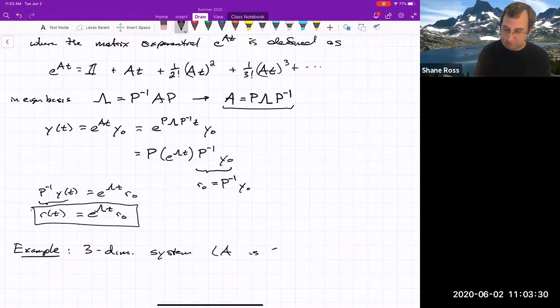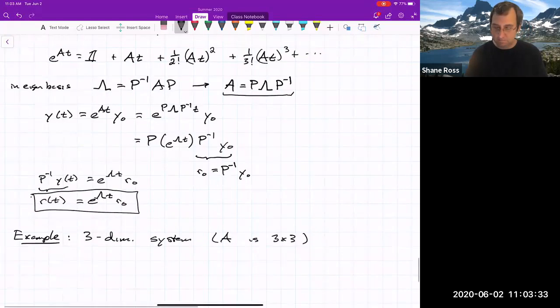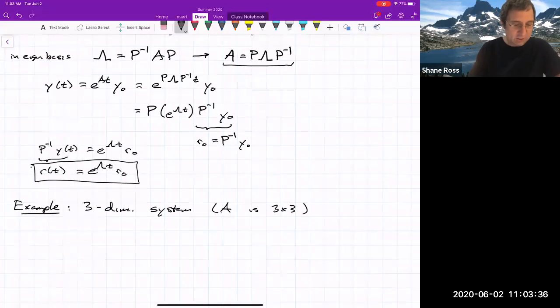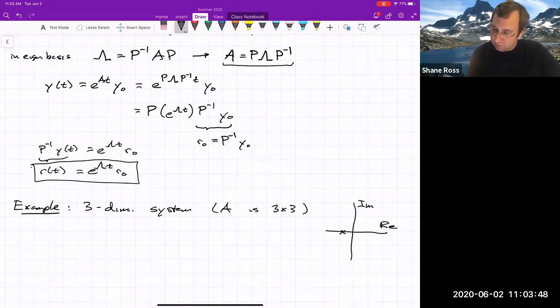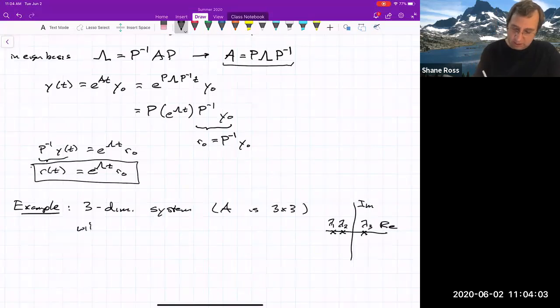So A is 3 by 3. And we'll just say that we already know what the eigenspectrum is. There's going to be two eigenvalues with negative real part, and they're real, and then one eigenvalue of positive real part. So the way that we would group these is like lambda 1, lambda 2, this is lambda 3. So the eigenvalues lambda 1 and lambda 2, they're real, less than 0, and lambda 3 is real and greater than 0.